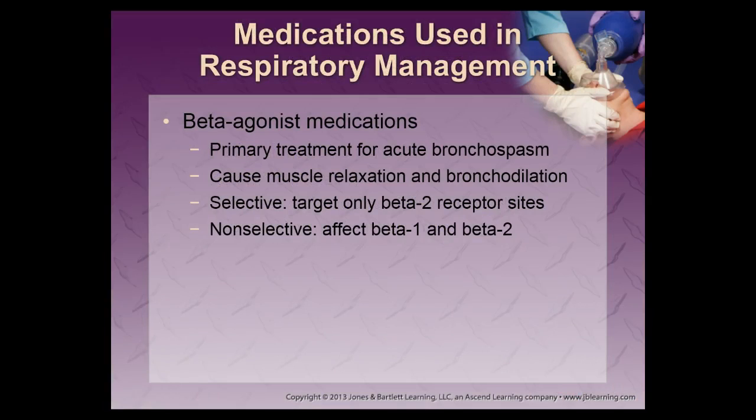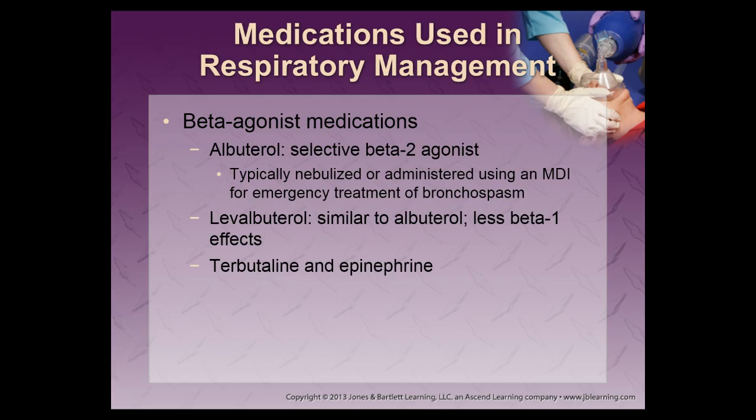Next, we're going to talk about medications used in respiratory management. The first ones of these are the beta agonists. These are primarily used for the treatment of bronchospasm, and what they do is cause bronchodilation through smooth muscle relaxation. All right, so our beta agonists: albuterol is pretty much the one that we see in the field.